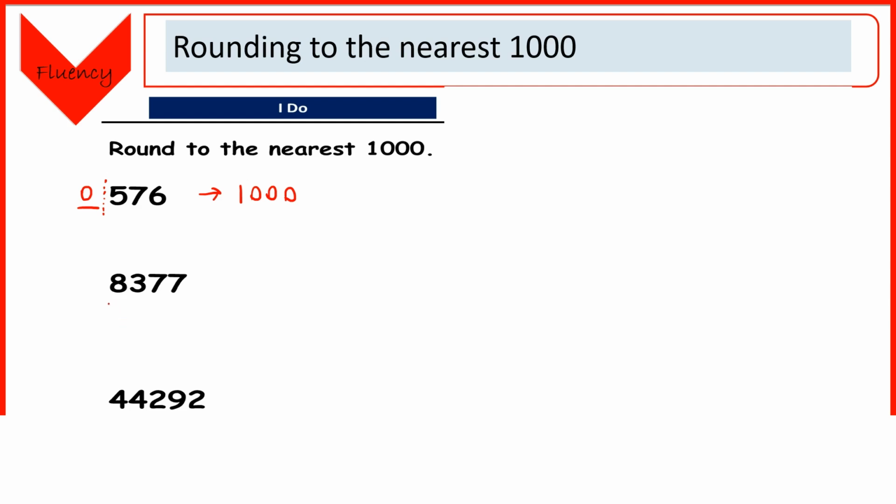Now for the next one, my thousand place value is here. I draw a line. Since 3 is less than 5, I keep 8 the same, make every other number, so 377 to the right side, 0. So I got 000. So I got 8,000.